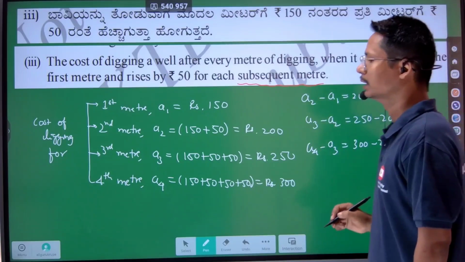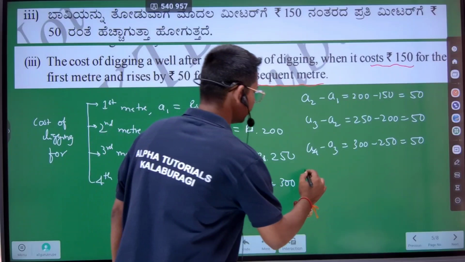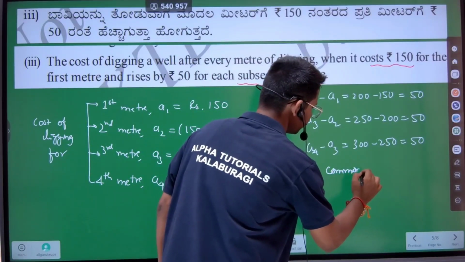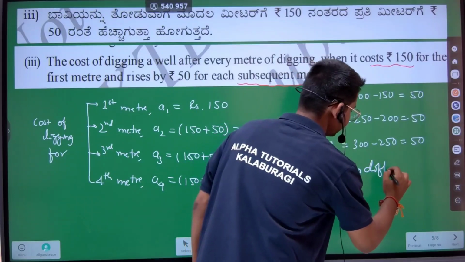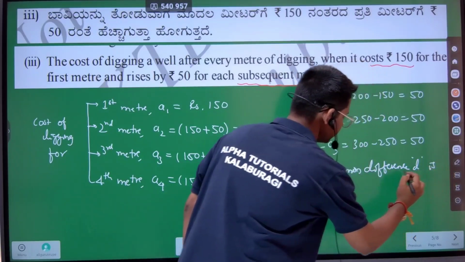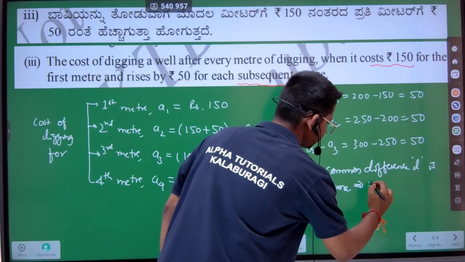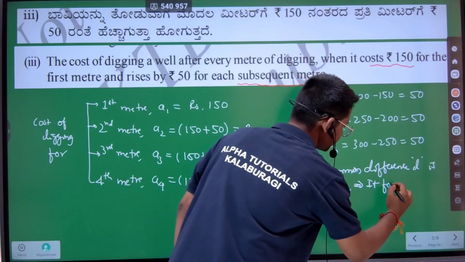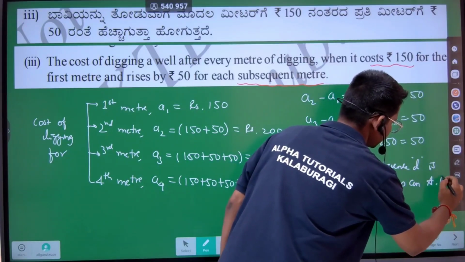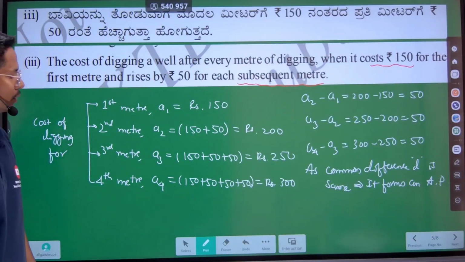So in each case you are getting the same difference. You can write it as the common difference, samanya vyathyasa, D, which is the same. So you can say the given situation forms an AP. Okay, fine. We'll go with the next question.